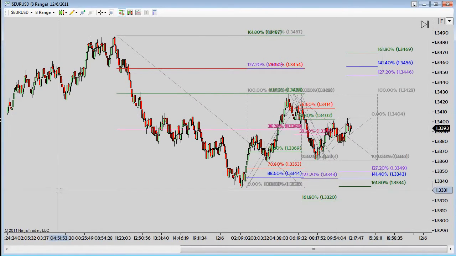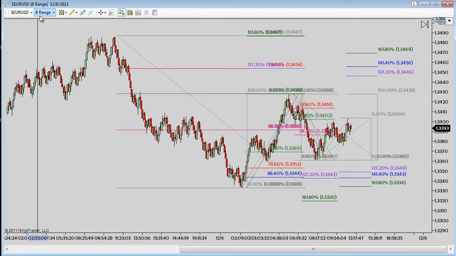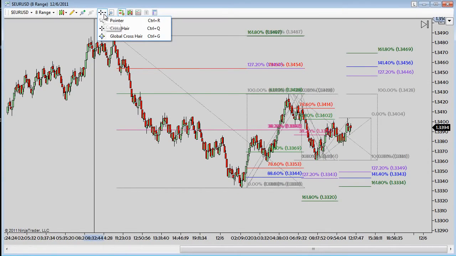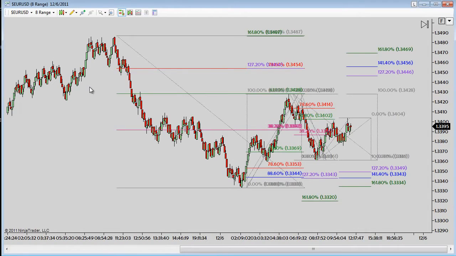Basically, I'm looking at this on the 8 range bar. If you want to understand range bars, you're going to have to do a little bit of research and look it up, because I'm not going to take a lot of time to go over it here. But I'm trading the Euro USD. This is basically a day trading type strategy, and I'm using ratio and structure analysis.